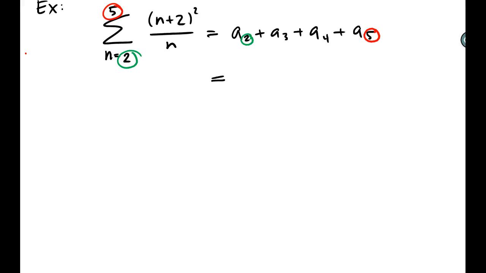A sub 2, we found before, that was 8. A sub 3, well, that's going to be 5 squared over 3, which is 25 over 3. A sub 4 is going to be 6 squared over 4, so that's 36 over 4, which is just 9. And a sub 5 will be 7 squared over 5, so 49 over 5. Whatever those add together to, that is our answer.